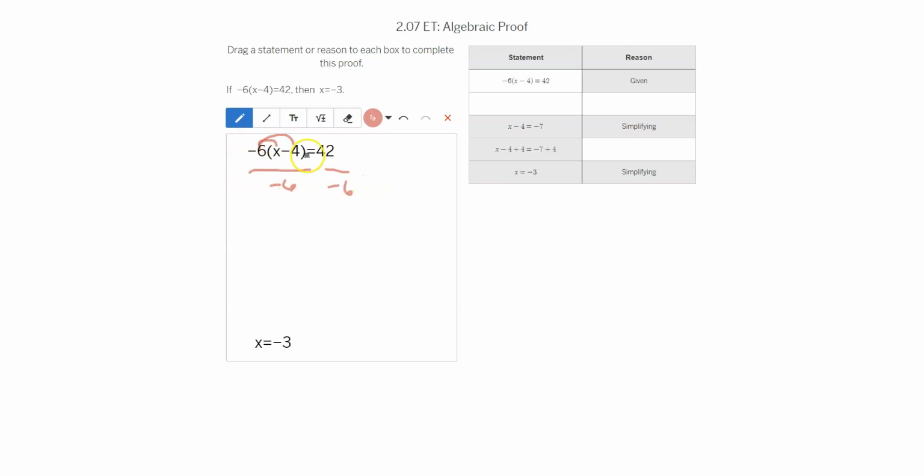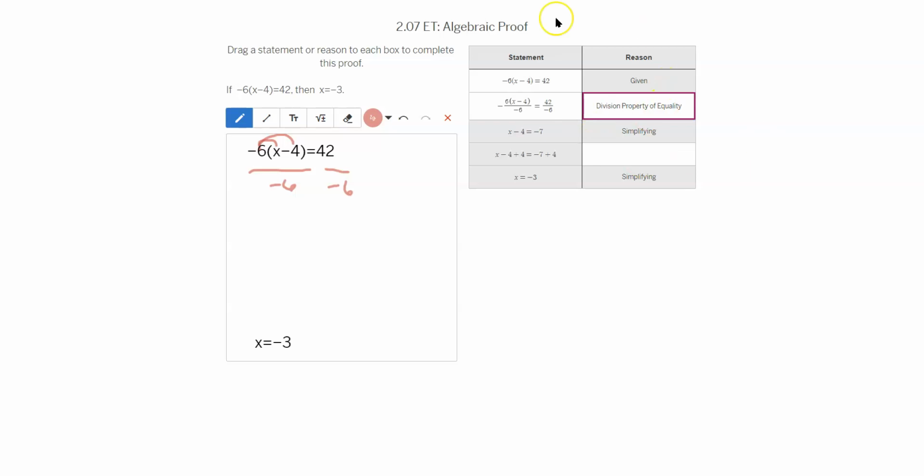So we're going to use this information in our statement, and we're going to call this division property of equality. If this was open-ended and you distributed here, you would have gotten this correct as well. There's not a distribution option in here, so in your exit ticket, you will want to use division.